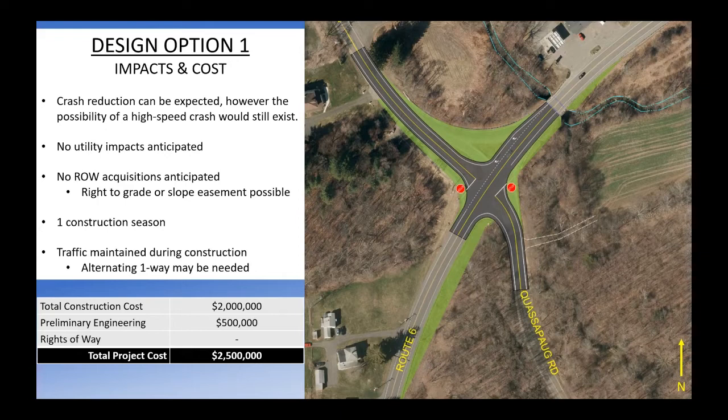It is anticipated that the construction duration for this project would be one construction season, meaning March through November, and would realistically only take a few months. All traffic will be maintained during construction, with alternating one-way traffic being used only as needed. The total construction cost for these improvements is estimated at approximately $2 million, with the engineering costs estimated at approximately $500,000. The total project cost is estimated to be $2.5 million for these improvements.